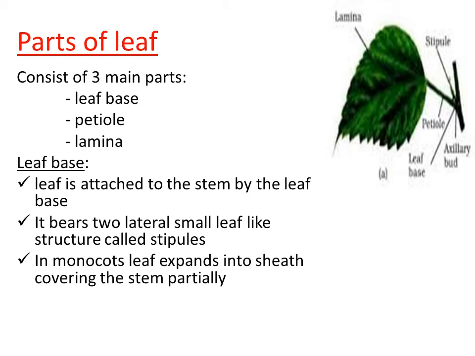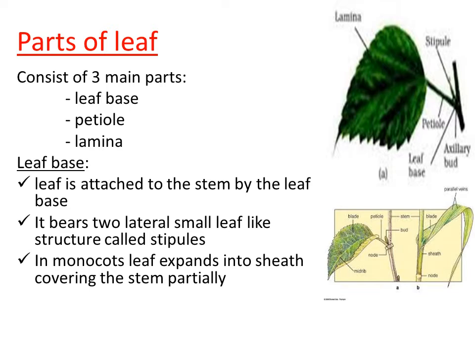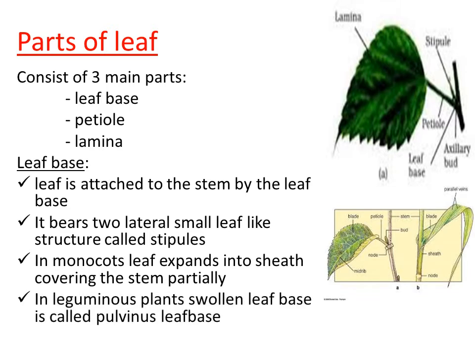Clear? And if you come to the dicot plants, there are certain plants named leguminous plants. So legume-bearing plants are called leguminous plants, right? In leguminous plants, a swollen leaf base is present. The leaf base is a little swollen in leguminous plants, and such a leaf base is called a pulvinus leaf base. This is very important for the point of examination. So a pulvinus leaf base is a swollen leaf base seen in leguminous plants, right?